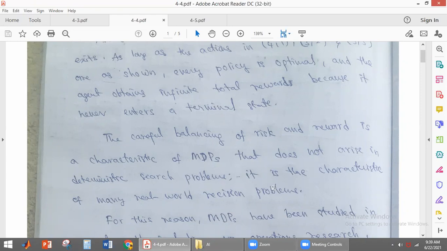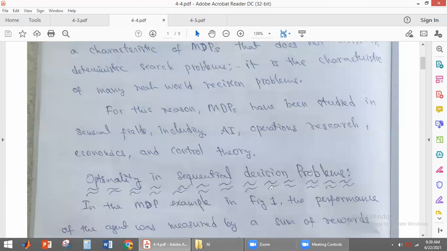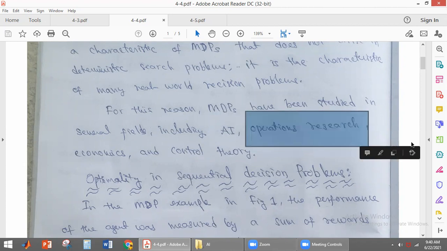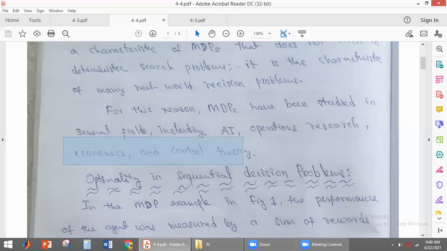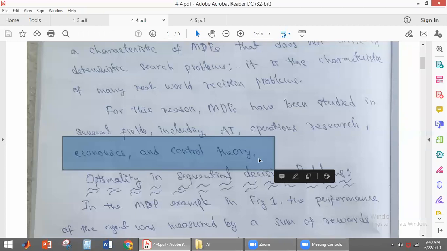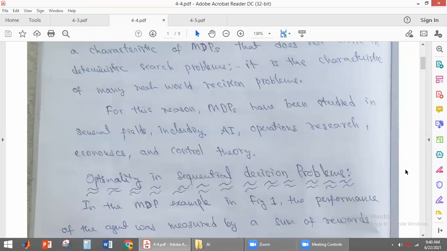Okay. So that is why MDPs are mainly used in many real-world decision problems. Okay. So what are the applications where these MDPs are used? It is used in artificial intelligence, where the environment will be non-deterministic, and it is also used in operations research, economics, and control theory. These are the fields where MDPs are used.